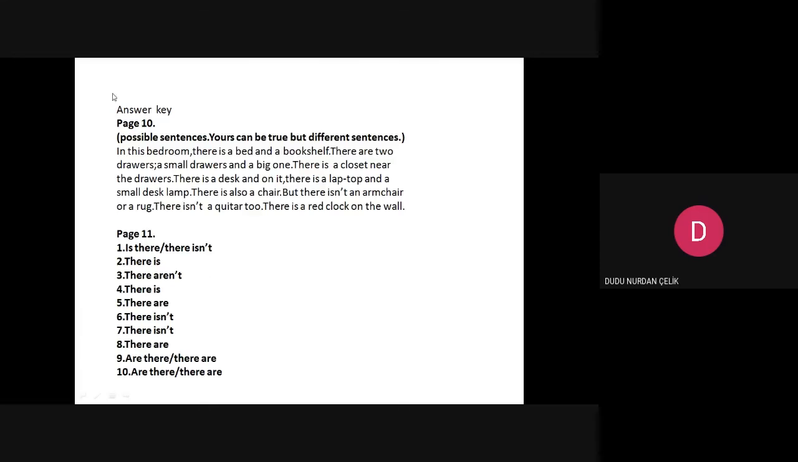Here, these are my possible sentences. Your sentences can be different sentences, but be careful that they are true. Okay? You can write different sentences also.